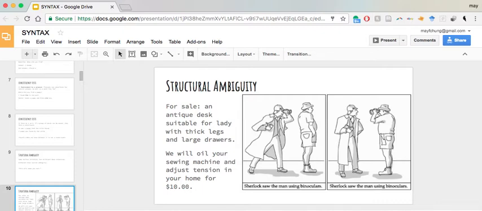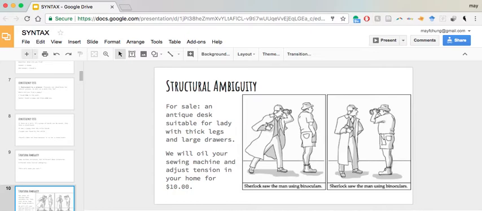Same surface structure, but different deep structures. How do we know? Because there's different meanings, okay? So in the first picture, Sherlock is using his binoculars to see the man. And the second meaning is Sherlock is seeing a man using binoculars.